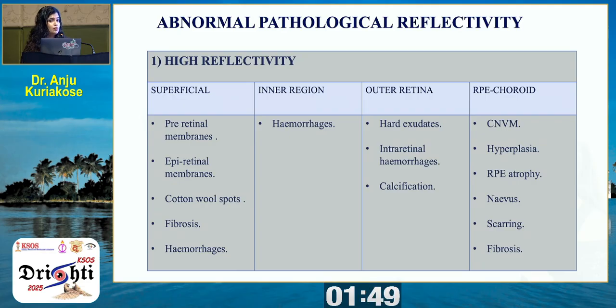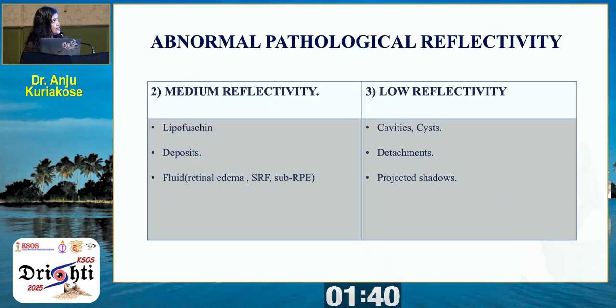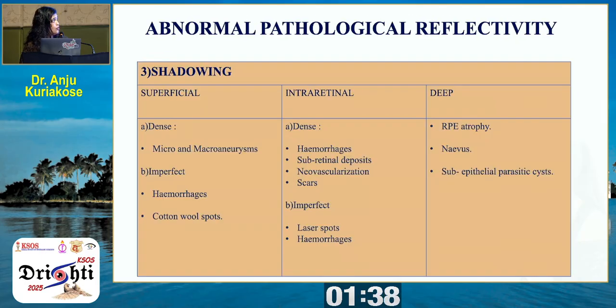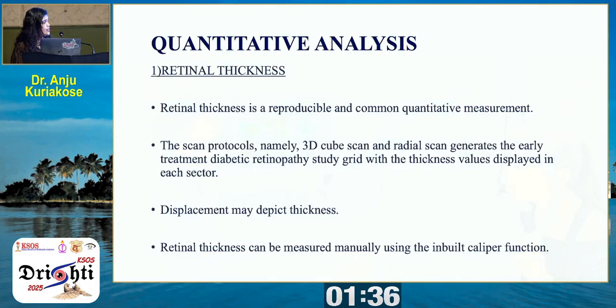These are the abnormal pathological reflectivities. I am not going into detail because my team will be discussing each and everything in detail. These are the abnormal high reflectivities and medium and low reflectivities. So next we will be moving on to the quantitative analysis, that is retinal thickness. For CSME, diabetic macular edema, we will be deciding on the treatment based on the retinal thickness only.